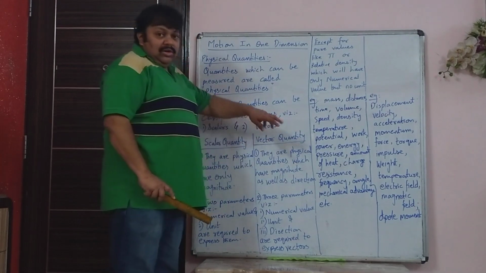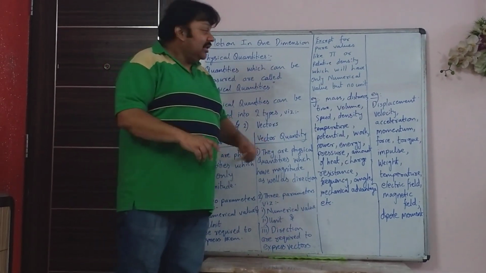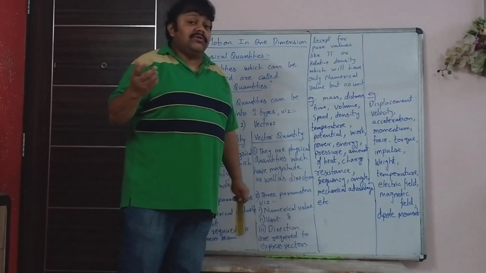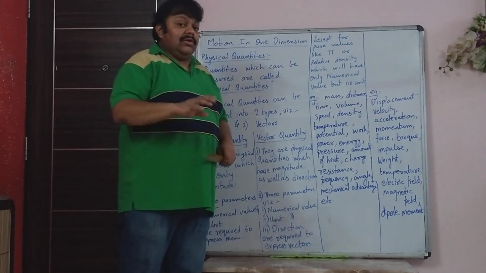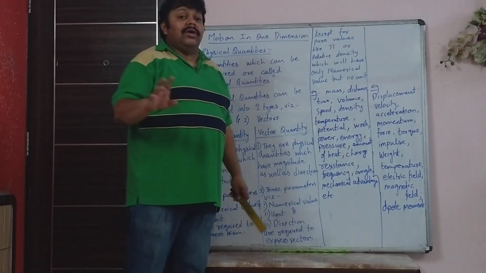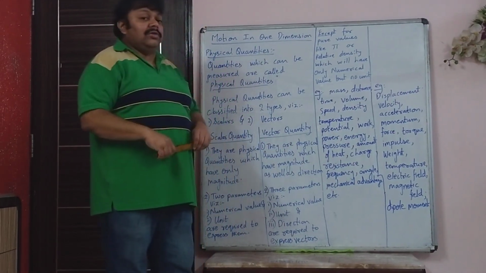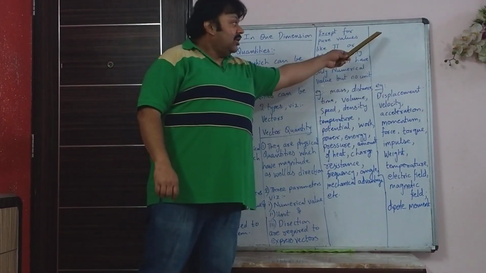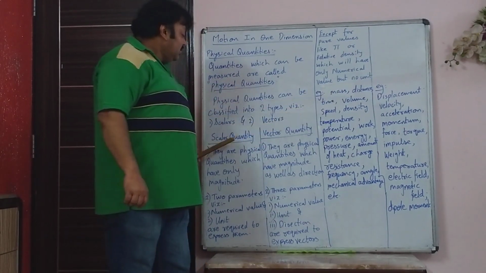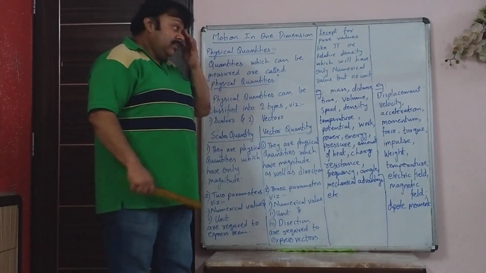Distance. Now after this we will be seeing distance and displacement, the distinction between that. But right now you just understand the distance does not have direction. Displacement, you take direction into consideration. So displacement comes under vector and distance comes under scalar.